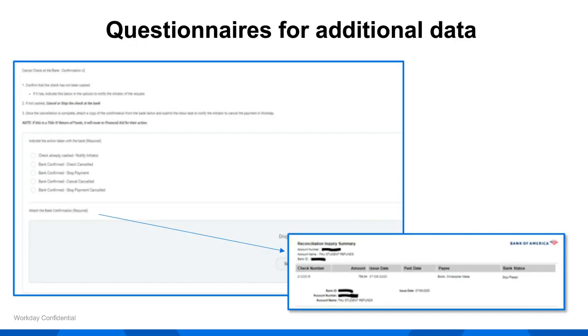Then this is the example of how the questionnaire looks for the cash manager. So they would indicate the action taken with the bank, if the check has been canceled, if the payment has been stopped, if the cancel has been canceled, or if the stop payment has been canceled. So they have several options. And then here we can see that they can attach a confirmation from Bank of America, from the bank, that the payment has been stopped.